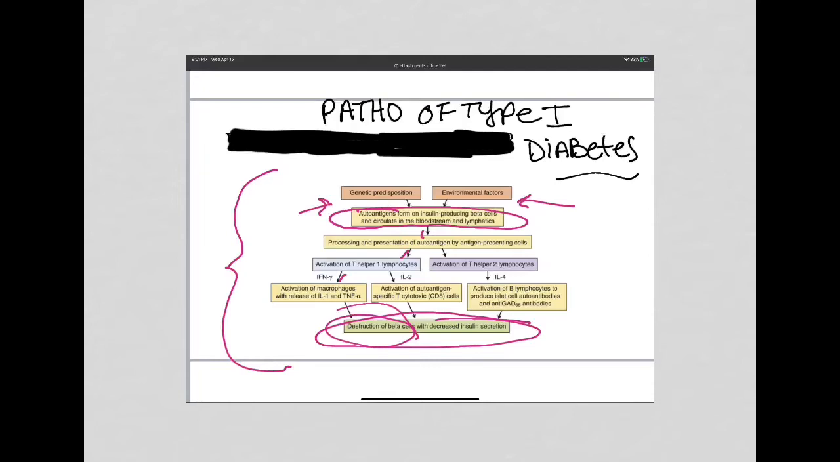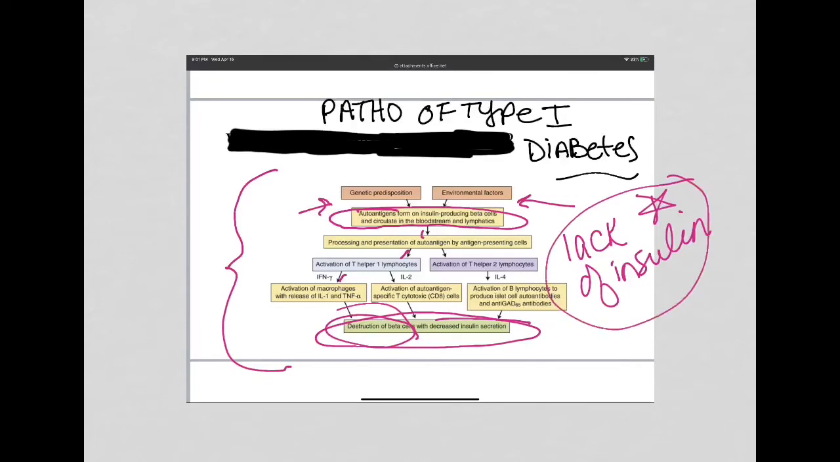So, type 1, remember, they have complete lack of insulin because the beta cells are destroyed. I'm just going to write that down because that's important to understand the difference between type 1 and type 2 diabetes, where type 2 diabetes is more of an insulin resistance issue.